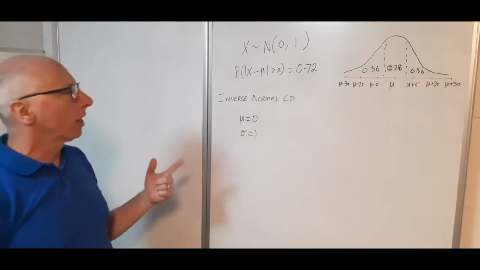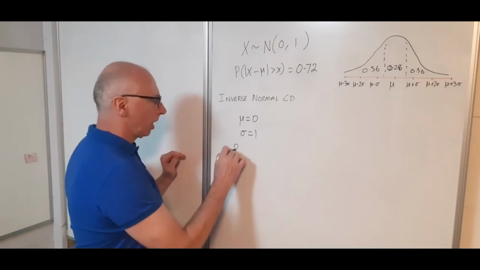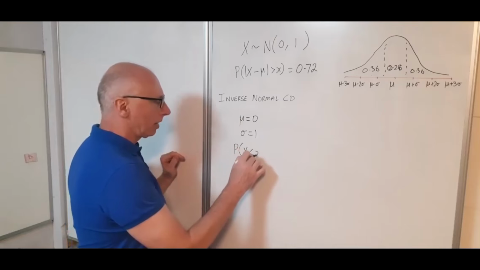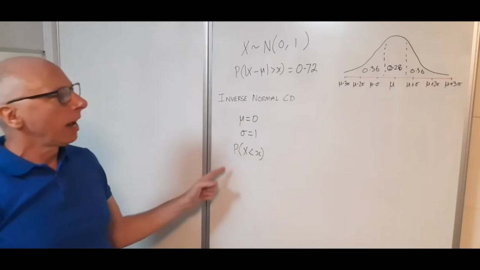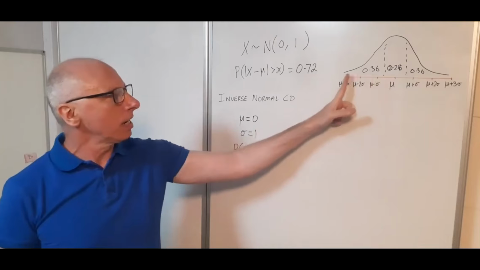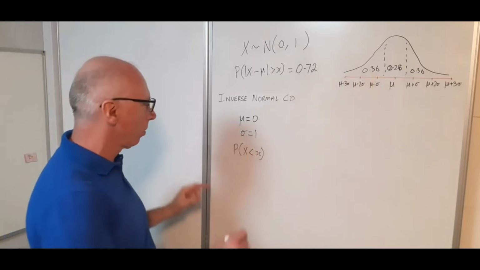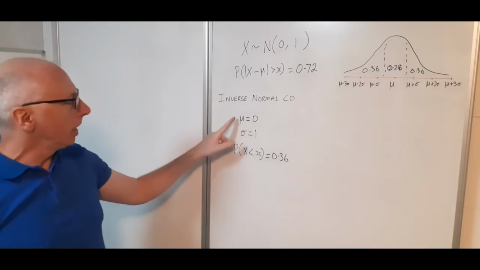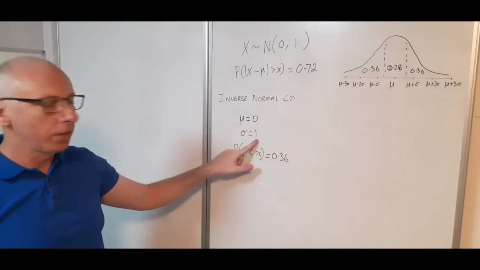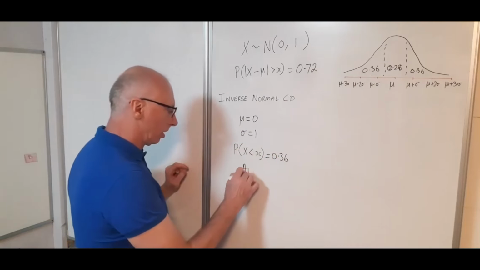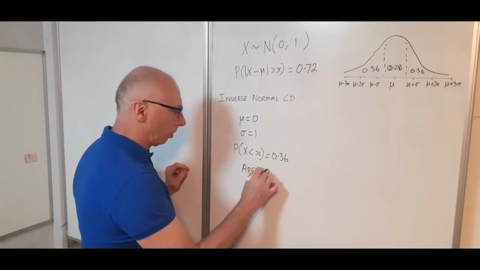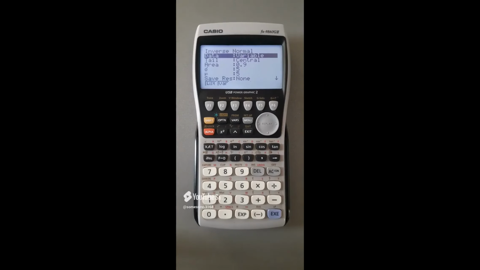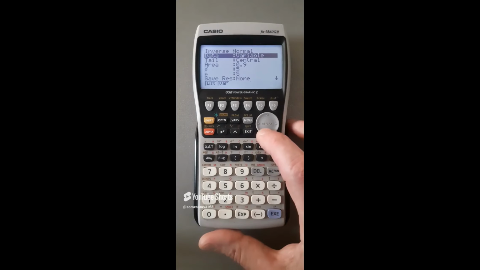So we can type in our calculator now using the inverse normal CD. Probability X is less than some value x. And then as our calculator goes in this direction, we want to type in 0.36. So we type mean is 0, sigma is 1, and area equals 0.36. So we've got it set on variable, which is what we want.